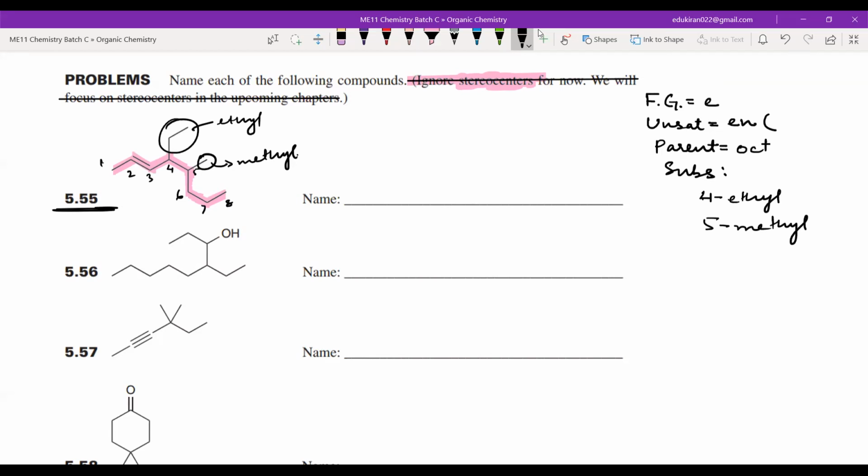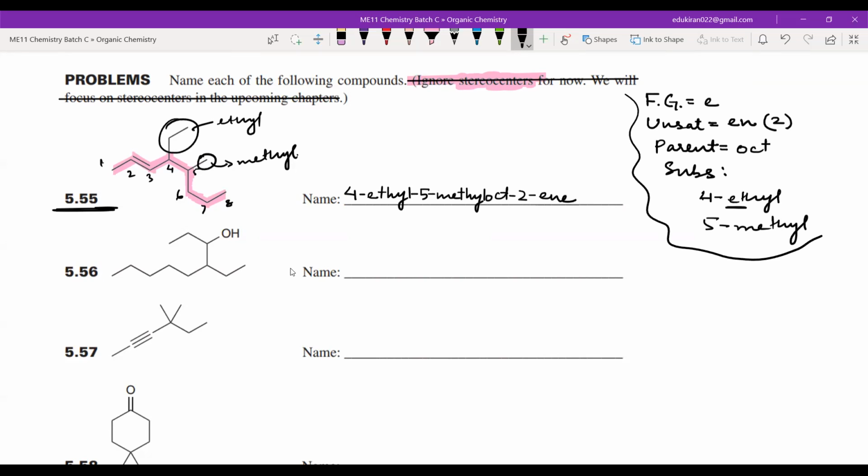And En is in which position? Second position, right? Second carbon. Okay. So for double bond, you have 2 carbons which have double bonds, but you will take the one which has lower number. Now you will tell me where will I start from? We'll start from ethyl. We'll write the substituent first. So we'll write 4 ethyl, 5 methyl, then oct, no space, then 2 ene.